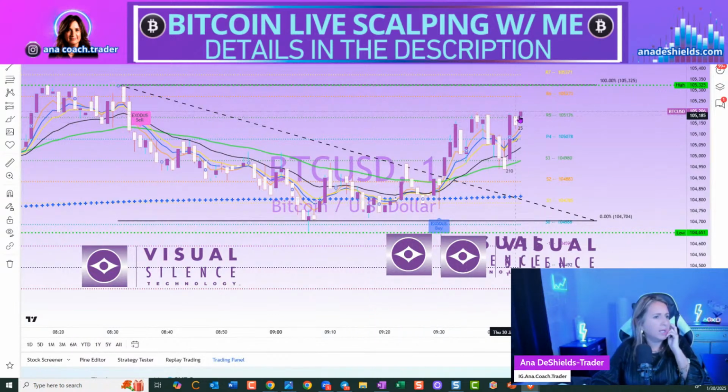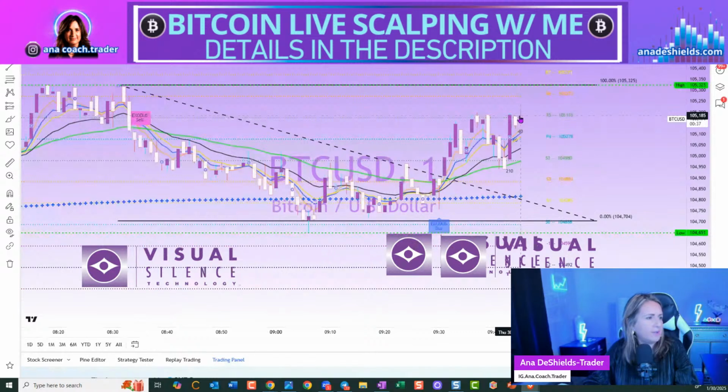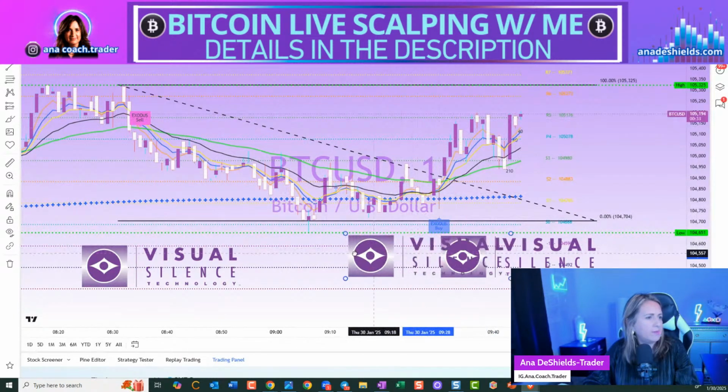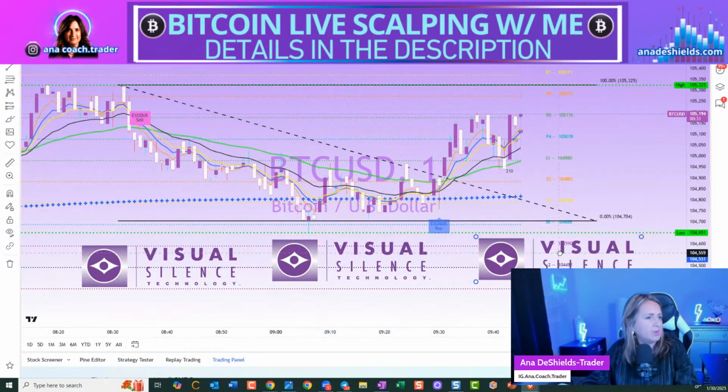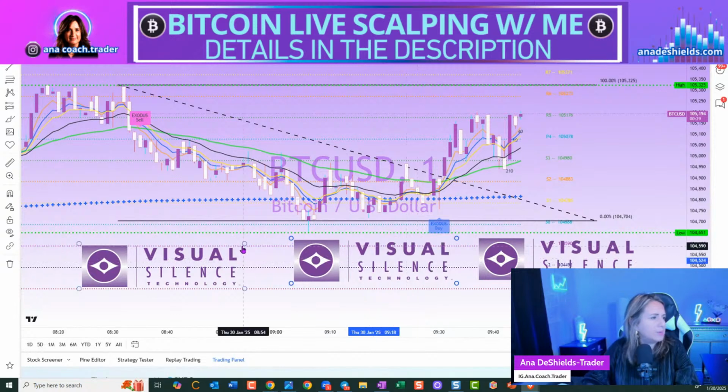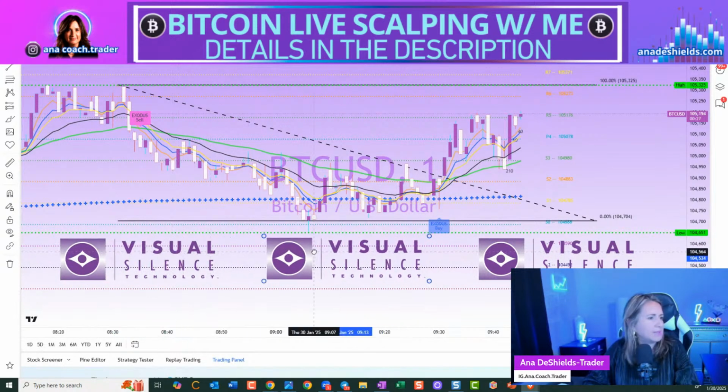Let's see if she can go ahead and break this zone. 945. So we got 15 more minutes. Not sure if we have news, but I wasn't able to check that. So that's very important, traders. You're going to want to go ahead and do that.